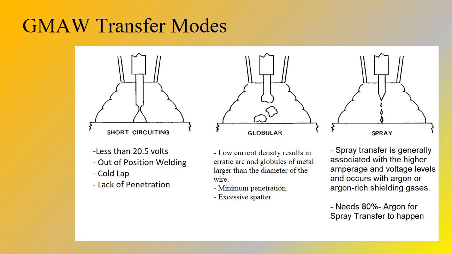Spray transfer is generally associated with higher amperages and voltage levels and occurs with argon and argon-rich shielding gases. It needs about 80% argon for spray transfer to happen.